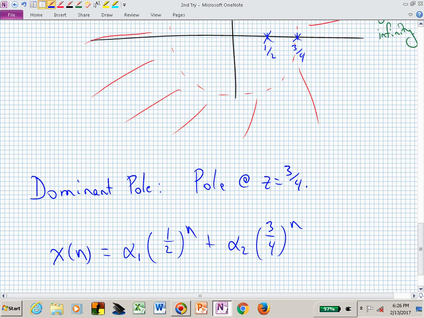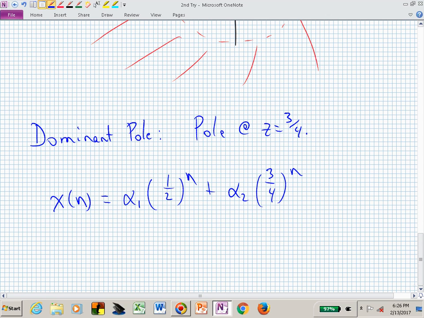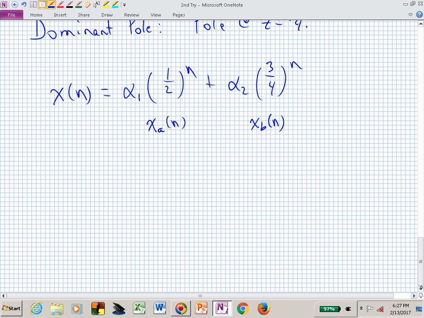Here, we have something like that. And now what we may not know is, what are the values of n where this is true? Is it left-sided? Is it right-sided? Is it two-sided? Suppose this is now x sub a of n, and this is x sub b of n. Then we could think about x sub b of z as this sum from n equal minus infinity to infinity, x sub b of n, z to the minus n.